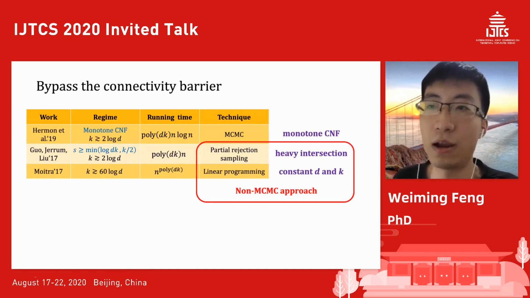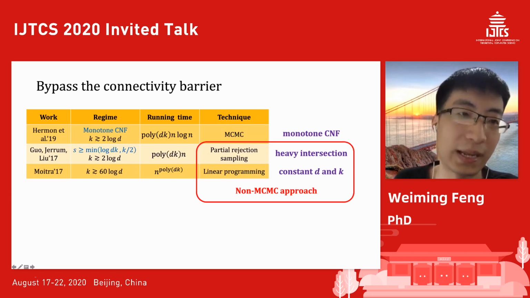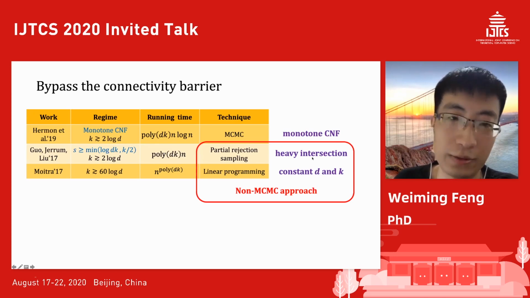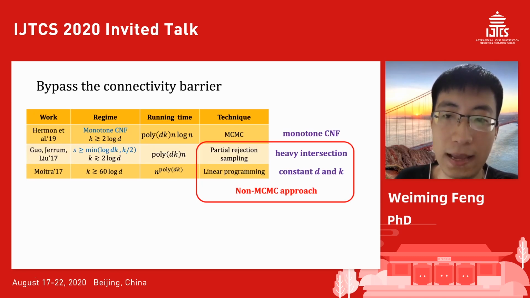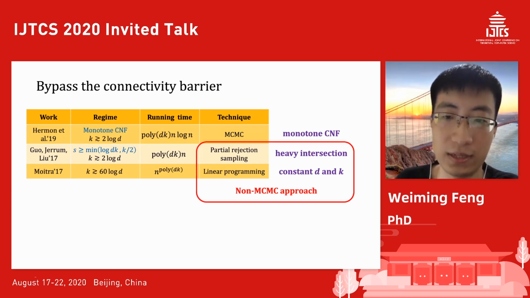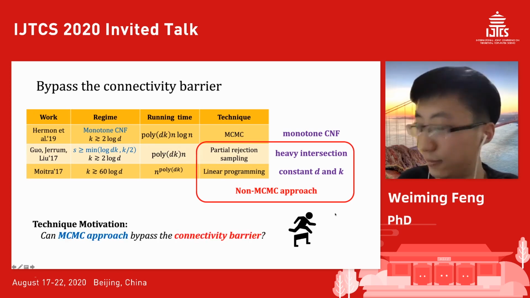And previously, the Markov chain Monte Carlo approach only works on monotone CNF because monotone CNF does not have such a connectivity barrier. Other works came up with some non-Markov chain approaches. However, they only work for a restricted class of CNF formulas. The partial rejection sampling works only for CNF formulas with a lower bound of intersection, and the linear programming approach proposed by Moitra requires d and k to be constant. So an open problem is: can the MCMC approach bypass this connectivity barrier?